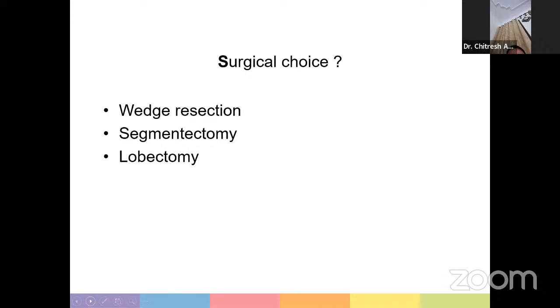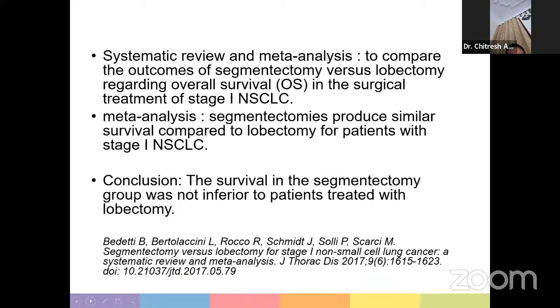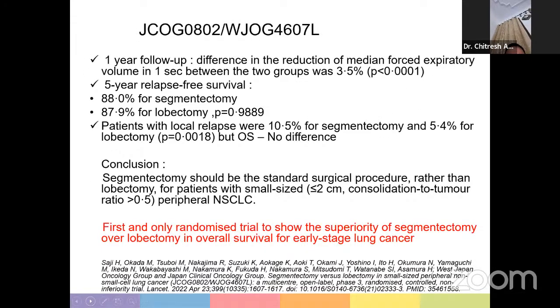So the surgical choice we have discussed, and it is lobectomy. Though I will show you in subsequent slides that there is enough data, as Dr. Anish mentioned, for segmentectomy, still lobectomies are being done very commonly. Next slide. So traditional studies recommended lobectomy, and the recent evidence is changing. Next. So this was the JCOG trial, which was the first and only randomized trial to show the superiority of segmentectomy over lobectomy in overall survival for early stage lung cancers. Next slide.